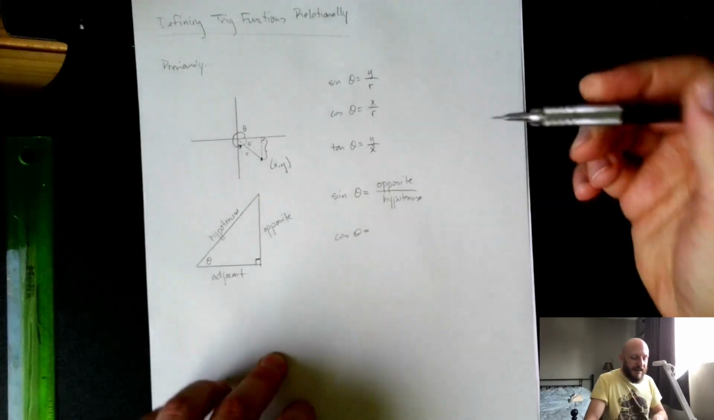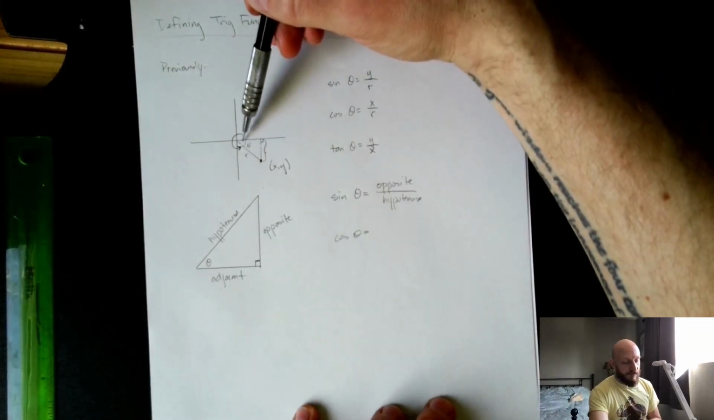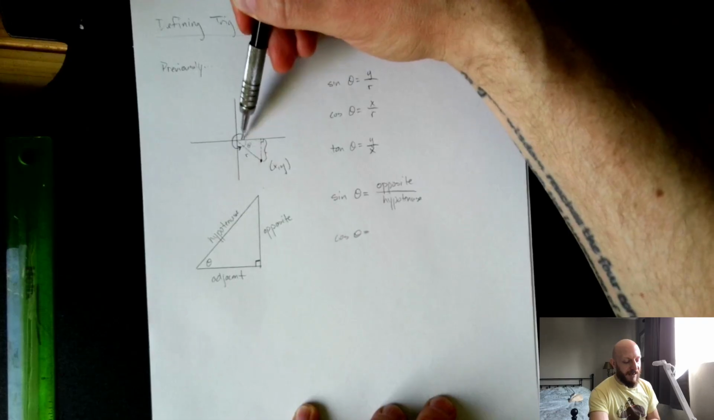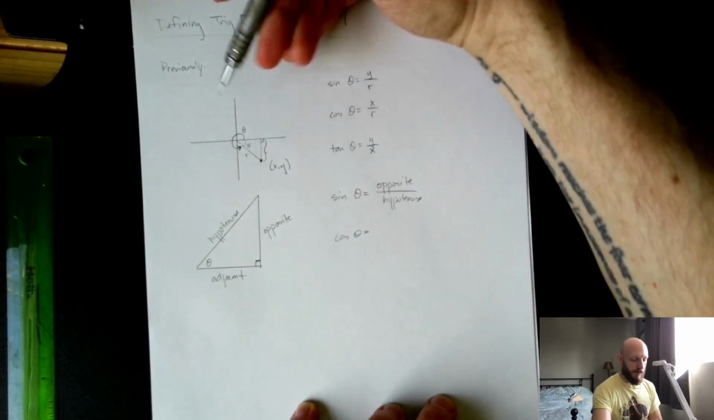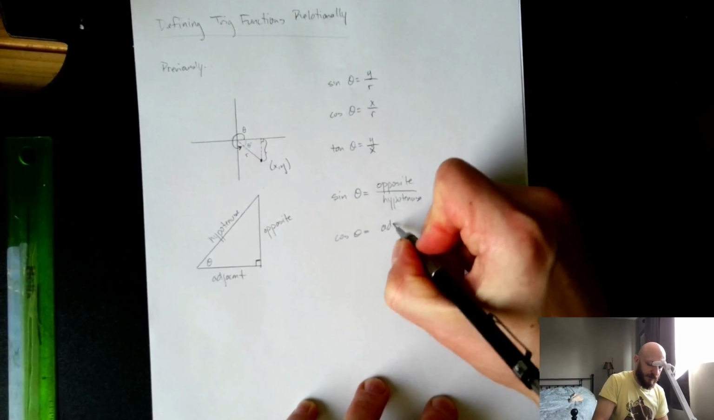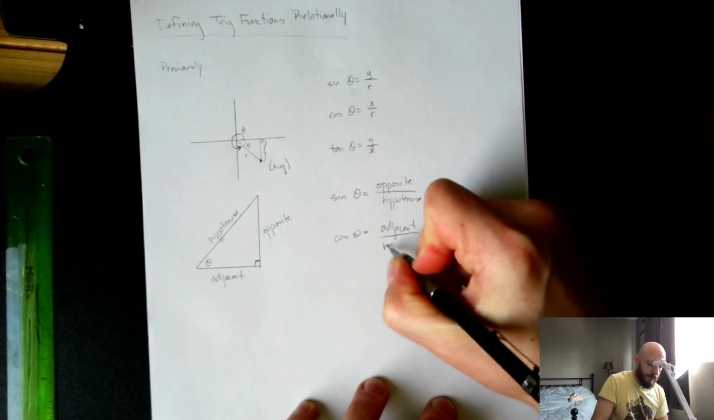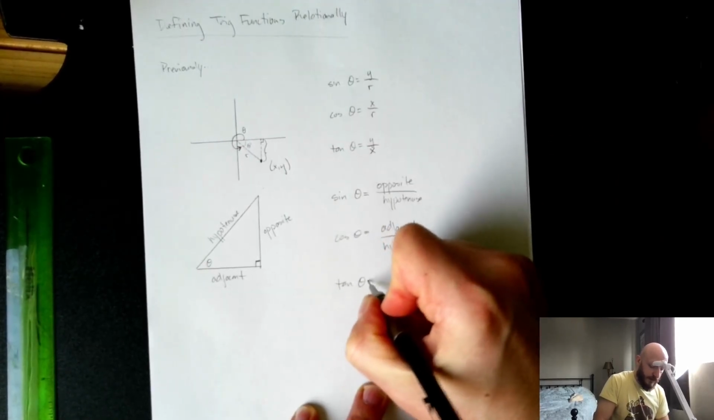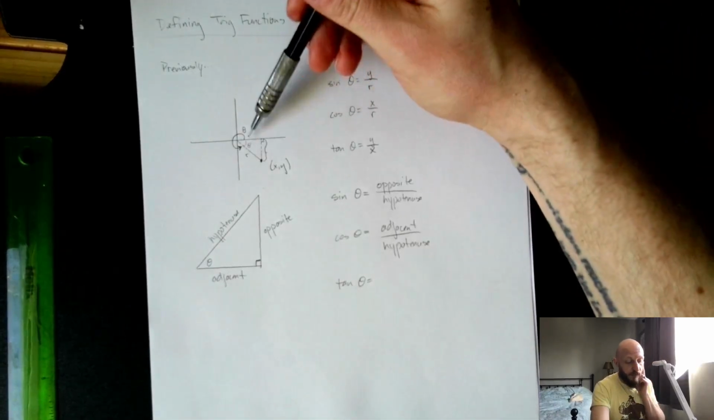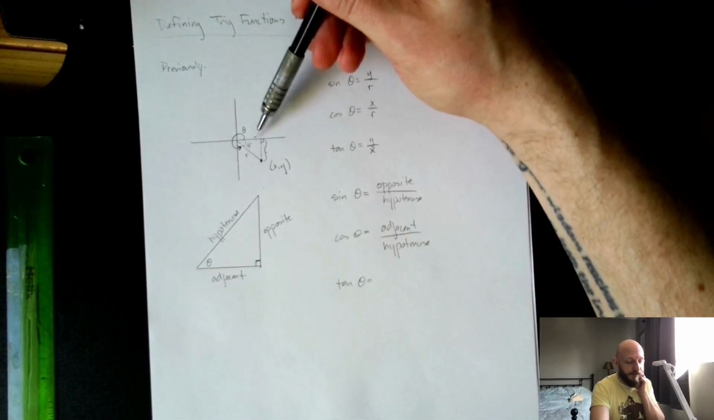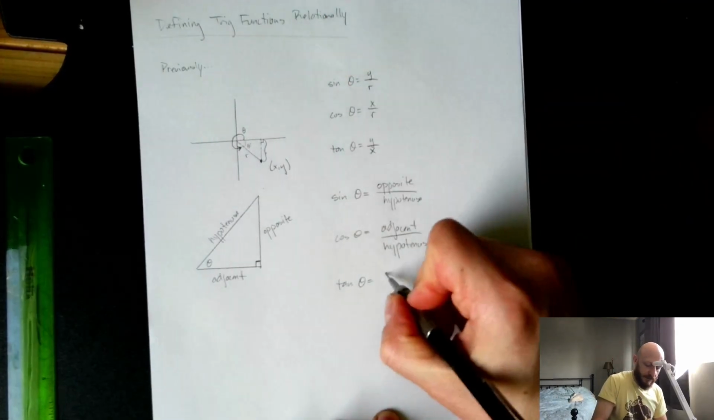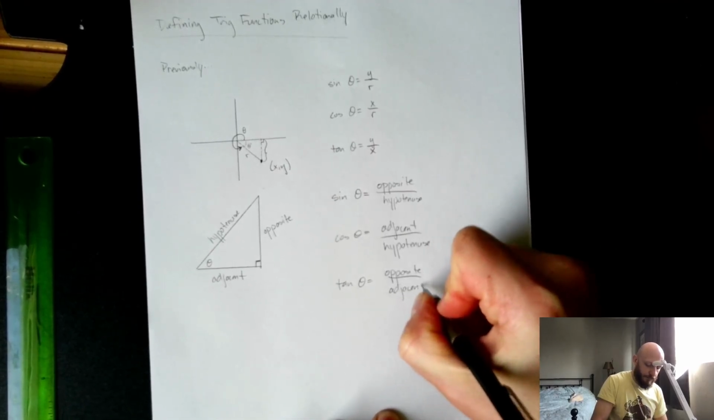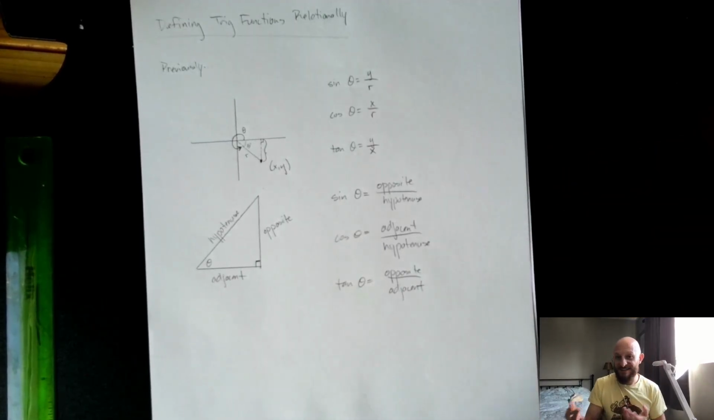Cosine theta, same idea. In the analytical case, cosine theta is x over r. Looking at this triangle relative to theta prime, x is the adjacent side, and r is the hypotenuse. So cosine of theta is adjacent over hypotenuse. And tangent theta is y over x, so the opposite side over the adjacent side. So tangent theta is opposite over adjacent.